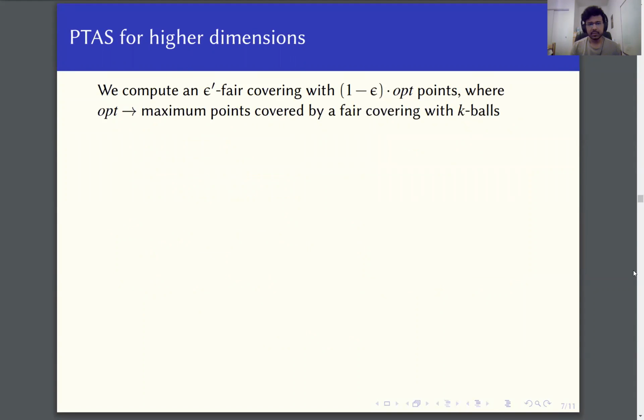Our PTAS computes an epsilon-prime fair covering with (1 minus epsilon) times OPT many points, where OPT is the maximum number of points covered by a fair covering with k balls. Hence, we obtain a bi-criteria approximation where one criterion is maximum coverage of points and the other criterion is fairness.